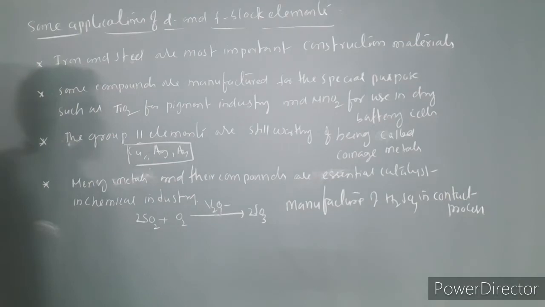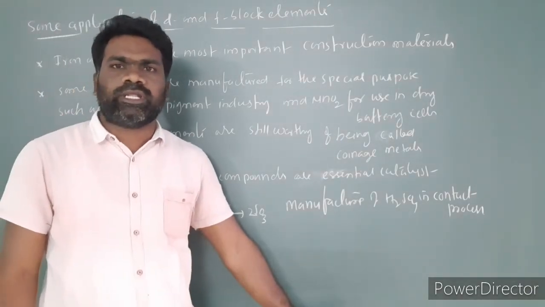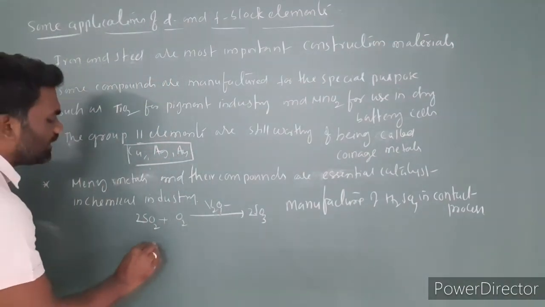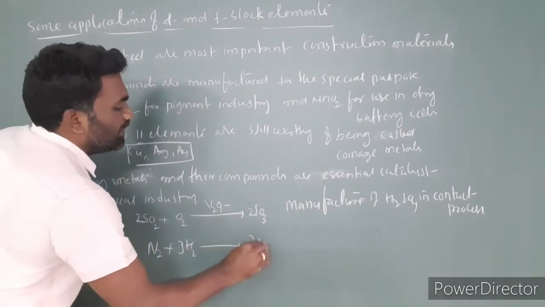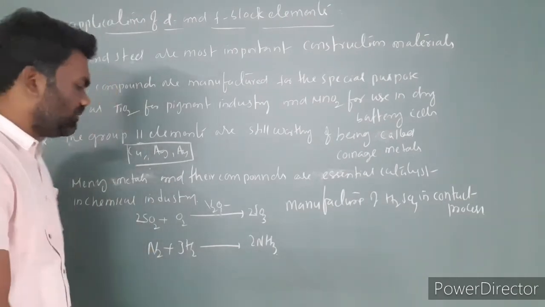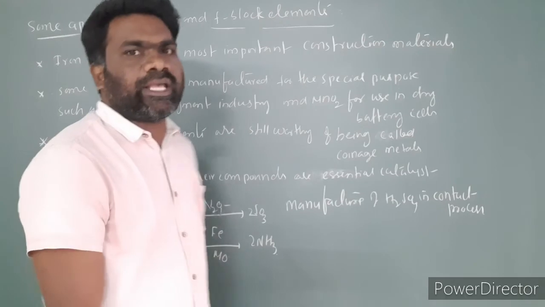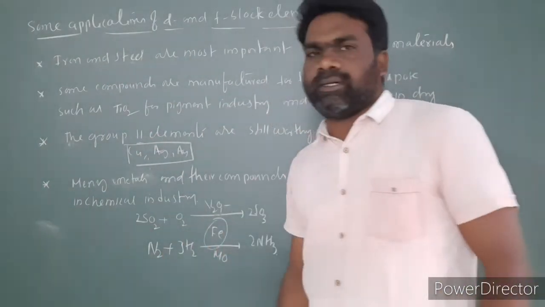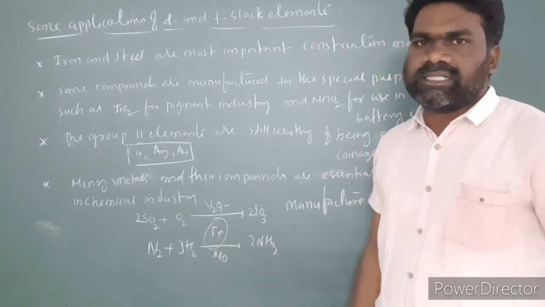Let us take one more example: the manufacturing of ammonia by the Haber process. We can use iron as a catalyst. The equation is N2 plus 3H2 gives 2NH3. Here we use iron as a catalyst and molybdenum as a promoter. Iron is the d block element. So in the manufacturing of some chemical compounds, we use d block elements as catalysts.